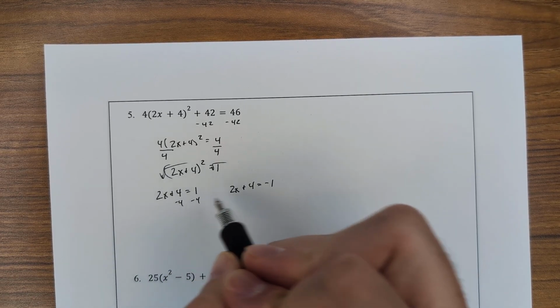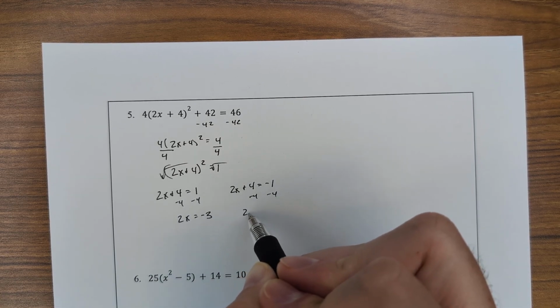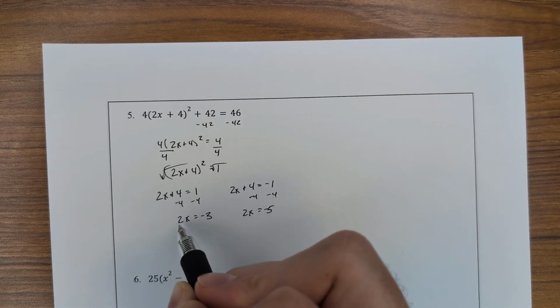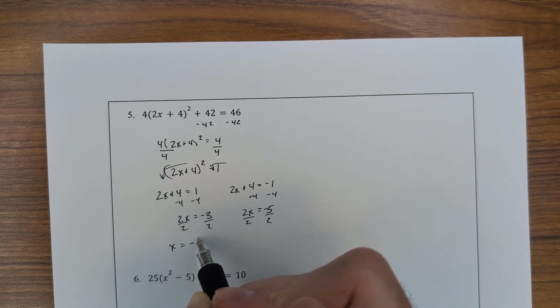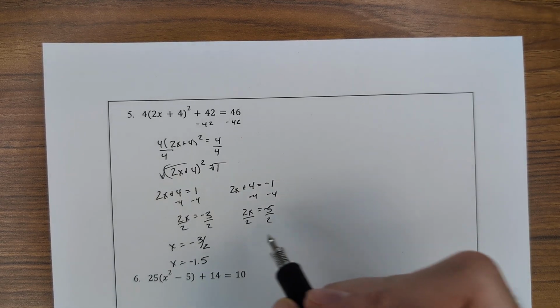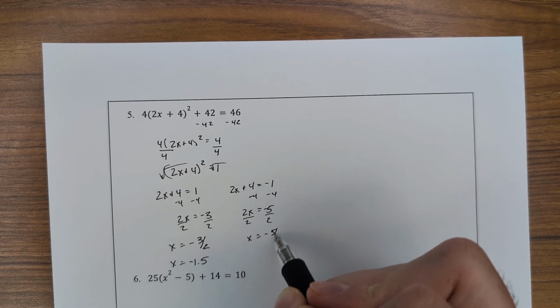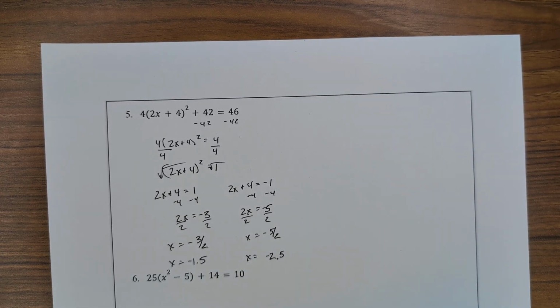So bring the 4 across. So 2x equals negative 3. 2x equals negative 5. Divide by 2. So if you want the fraction, negative 3 halves. If you want the decimal, negative 1.5. Over here, if you want the fraction, negative 5 halves. If you want the decimal, negative 2.5.